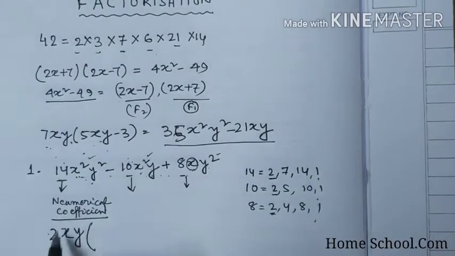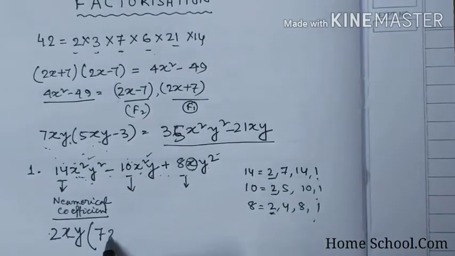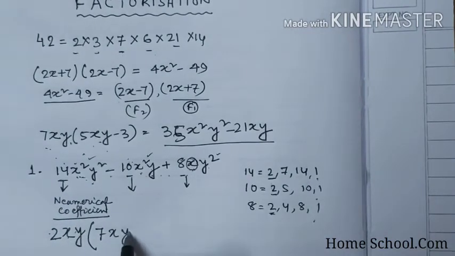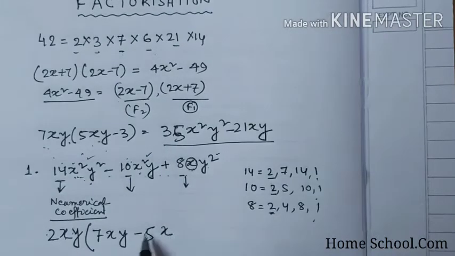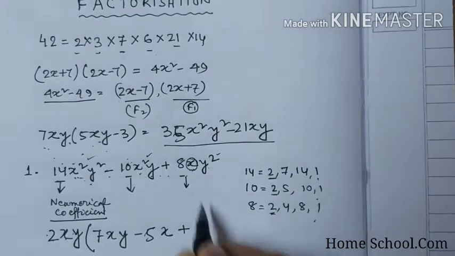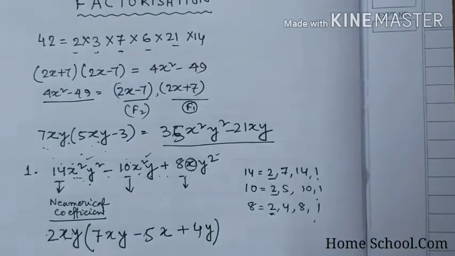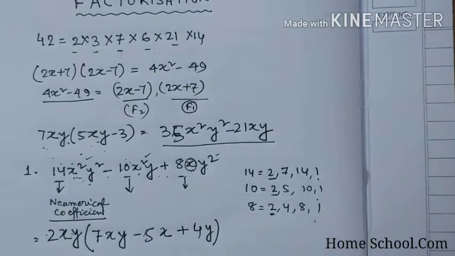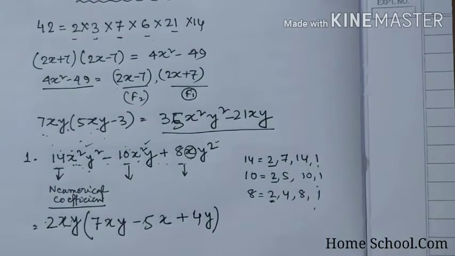So now you divide 14 by 2, you will get 7. x square, x, so you will get x. y square, y, you will get y. Minus, you will get 5. You will get x square, x, and y square, you will get nothing. Third is 4x. This is the factorization of 14x square y square minus 10x square y plus 8x y square. Clear? Let us take another example.